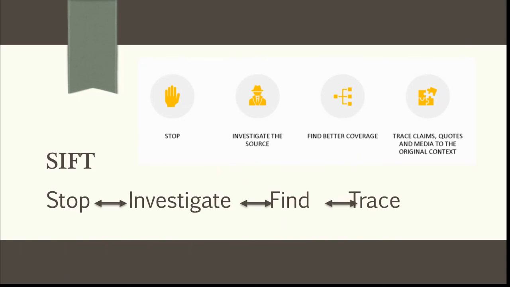Then find articles with better coverage. Do a web search with a few keywords and see what other publications and what other news organizations are saying about that issue. Remember, you can also use those fact-checking websites such as Snopes and PolitiFact. The last is trace, and you can trace it back to the original source to verify the facts. Click on those follow links that might be in the stories or the sources that the article cites towards the end, and look at that original context to decide if the story is true or not.